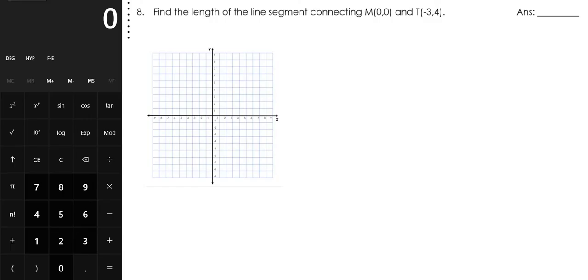Number 8. Find the length of the line segment connecting points M (0, 0) and T (-3, 4). Find the length. This is your ask. When you're finding the length of a line segment, any line segment, you have two choices. One, you could do the distance formula. Two, you can use the Pythagorean Theorem.